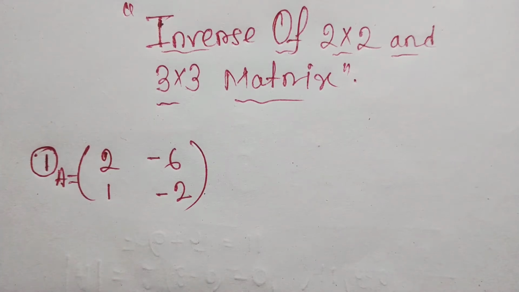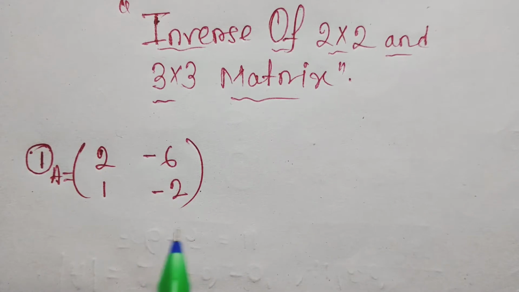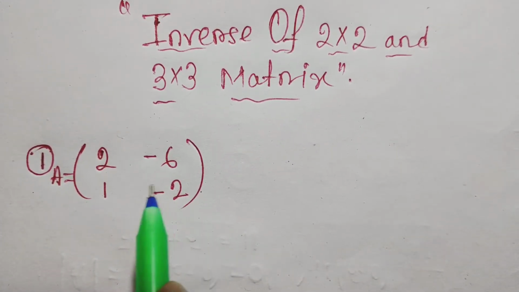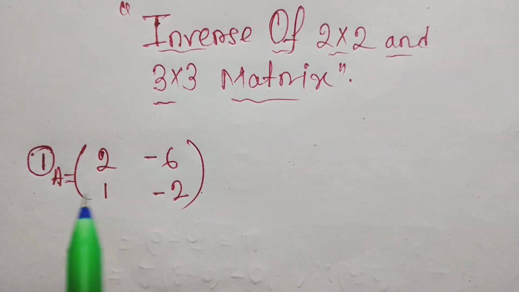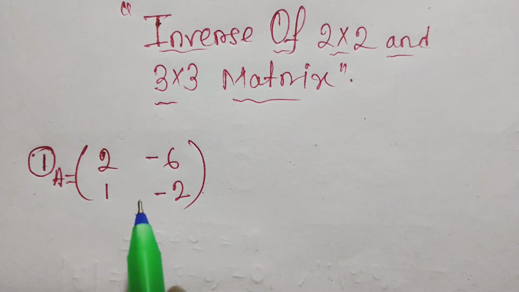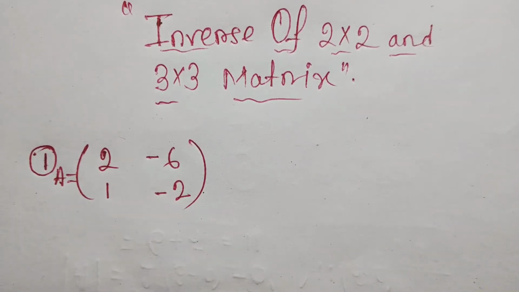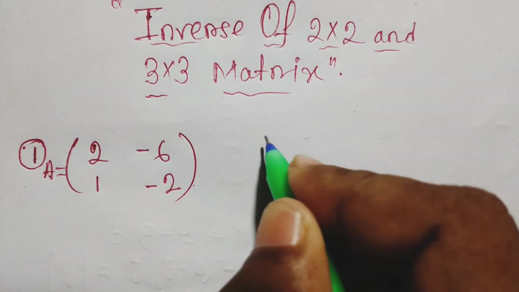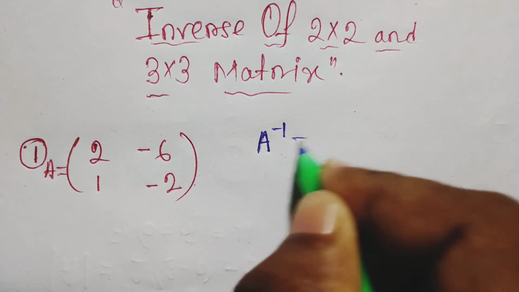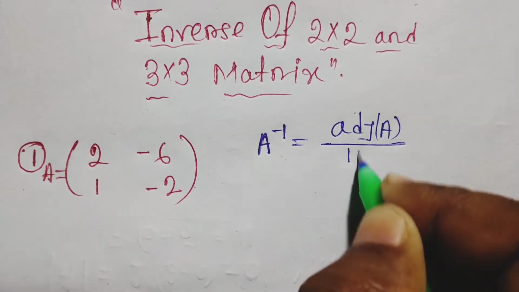Hi everyone. Finding the inverse of a matrix is a very serious task, but for a 2 cross 2 ordered matrix it's too easy. So at first we have to learn how to find the inverse of a 2 cross 2 ordered matrix. Then I will show the easy process for finding the inverse of a 3 cross 3 ordered matrix. But at first we have to know the formula for finding the inverse, which is adjoint A by det A.